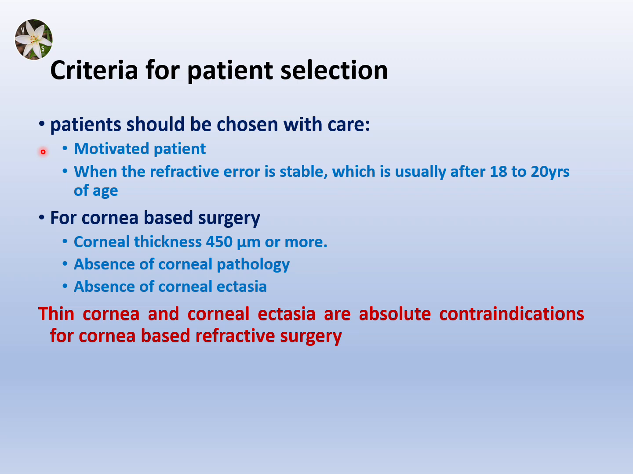Then, as surgeons, we should proceed with refractive surgery when the refractive error is stable. This usually happens around the age of 18 to 20 years. When not sure, the patient should be followed up for about a year to ensure that the refractive error is stable. For cornea-based surgery, corneal thickness should be 450 microns or more. There should be absence of a corneal pathology and absence of corneal ectasia. Thin cornea and corneal ectasia are absolute contraindications for cornea-based refractive surgery.